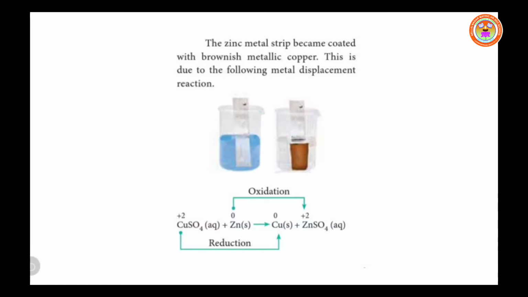The oxidation state of copper in copper sulfate is +2, whereas in the uncombined state it is 0. So the +2 state is reduced to 0 state. So this is the reduction reaction. The oxidation state of zinc in the uncombined state is 0, whereas in zinc sulfate the oxidation state of zinc is +2. So here the 0 oxidation state of zinc is changed to +2 in zinc sulfate. So zinc to zinc sulfate is an oxidation reaction.